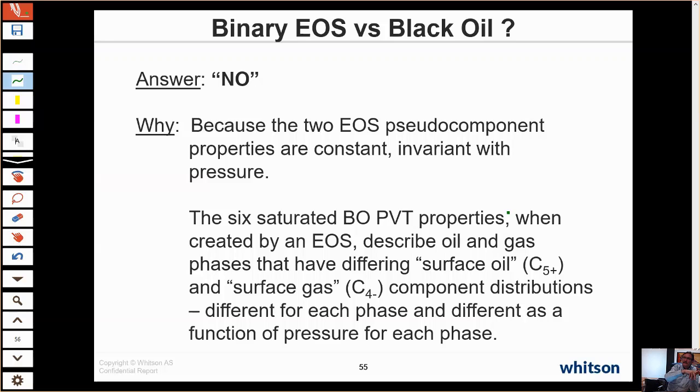Bg and little rs. You'll never capture it with a two-component equation of state because those two component properties are truly constant. You need at least 4 components: a light gas and a light oil, a light gas and a heavy gas, and a light oil and a heavy oil. You need at least 4 components to get the kind of description that you actually get from a black oil model.